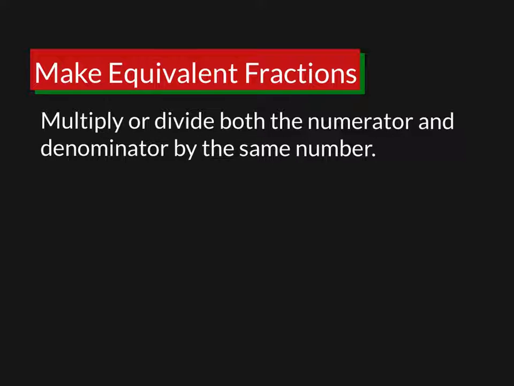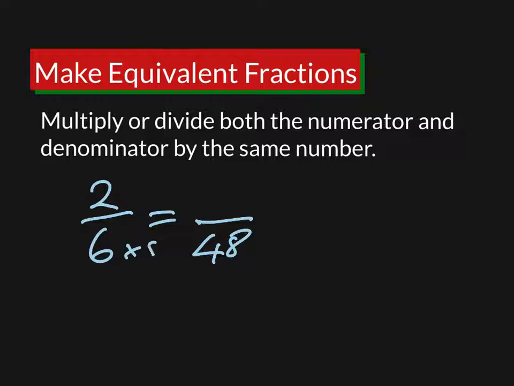So for example, say we have 2/6, and we want to raise it into something over 48. So let's find this missing number. Alright, so we know that 6 times 8 is 48. So then that means that we should also multiply 2 by 8. So the equivalent fraction is 16 over 48. That means the same thing as 2/6.